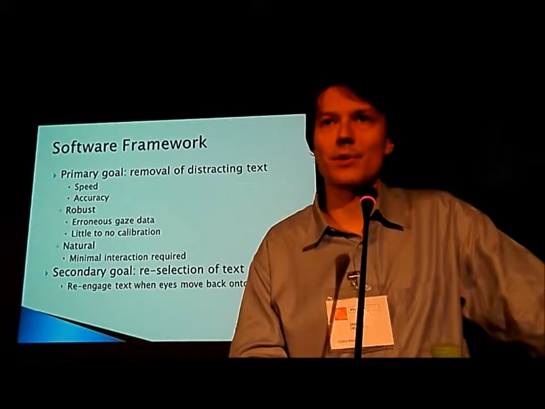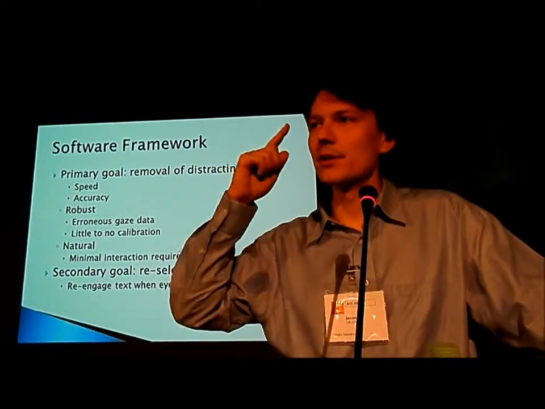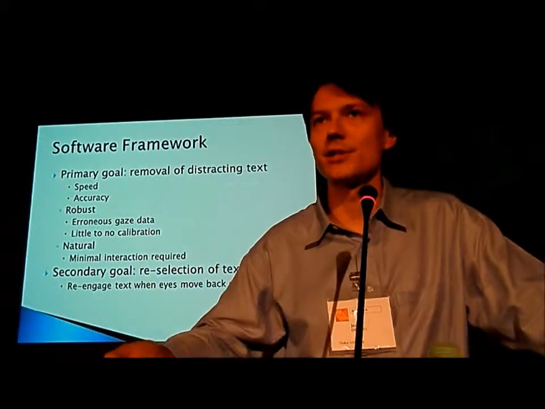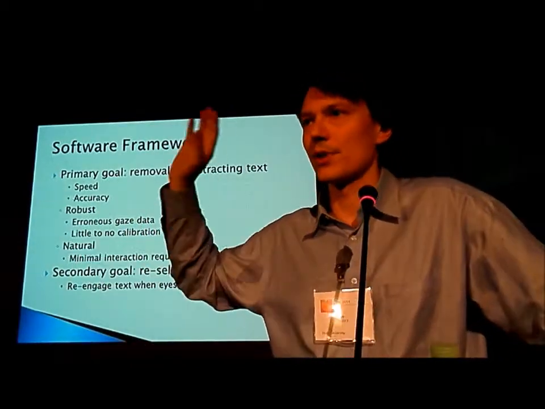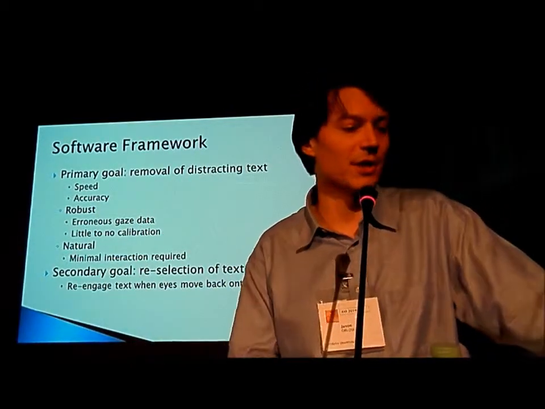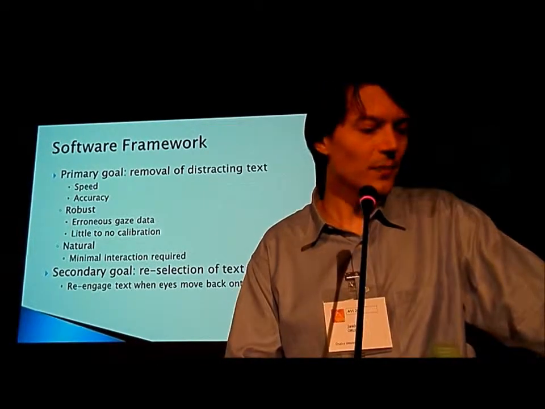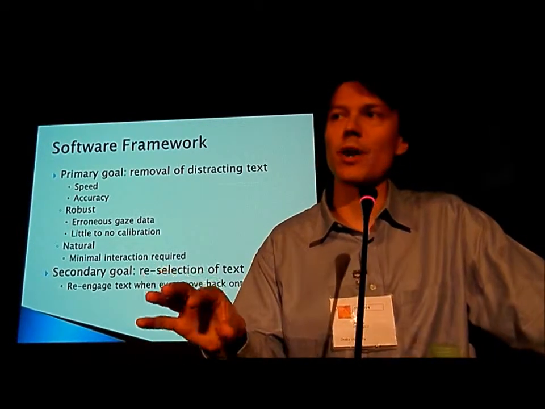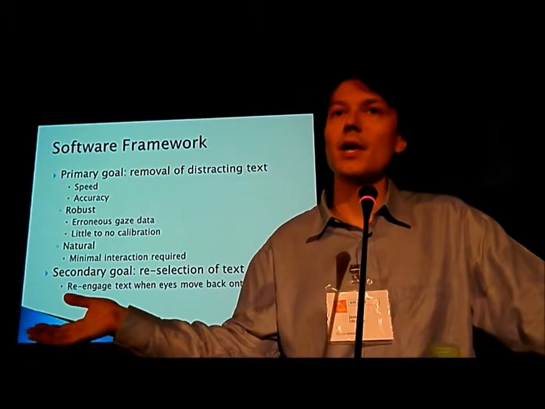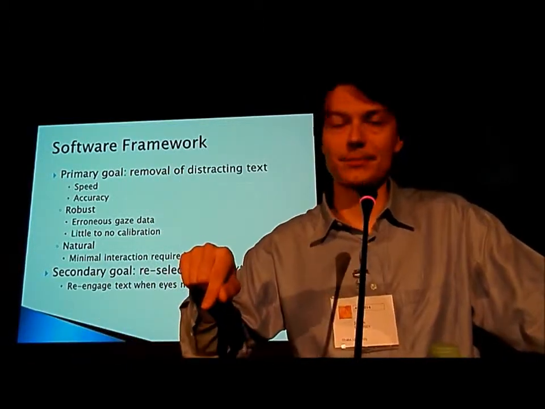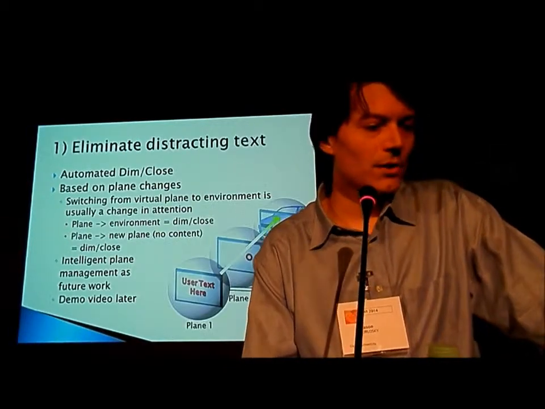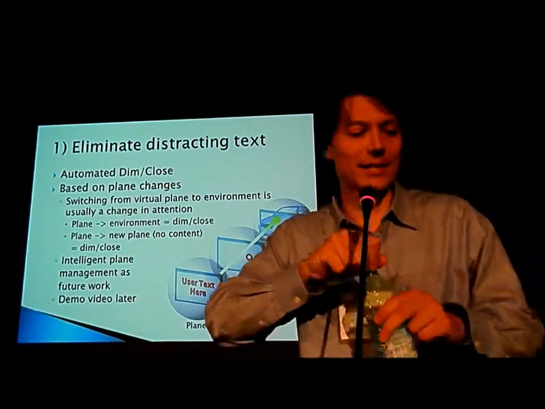And lastly, we don't want something that people are going to have to reach up and tap something or press a button to remove distracting text. We want them to be able, just as they look at a different object, we want the text to disappear almost as magically, or automated, basically. And then as a secondary goal, once people have moved their gaze off of the display, we want them to be able to re-engage text once they look back into the display. So, first of all, eliminating distracting text.